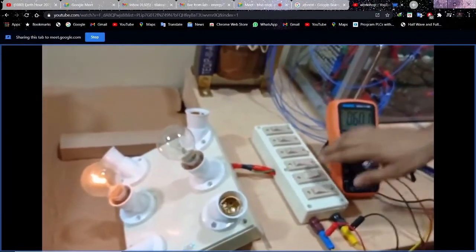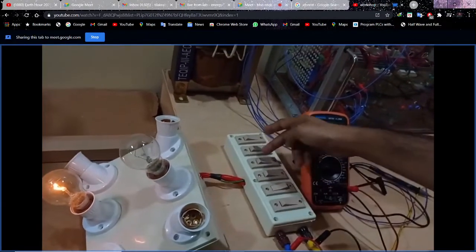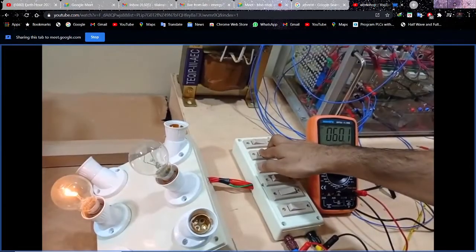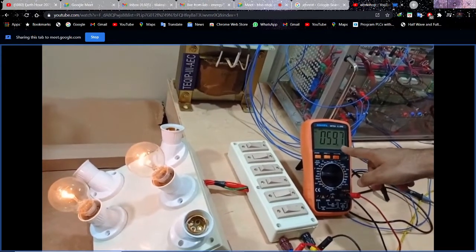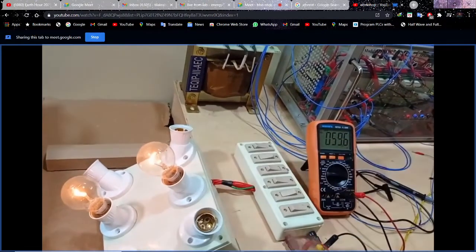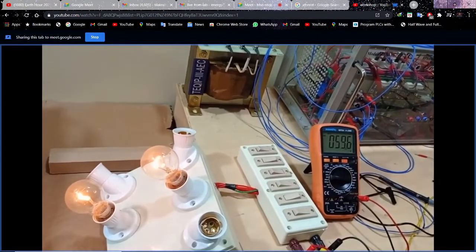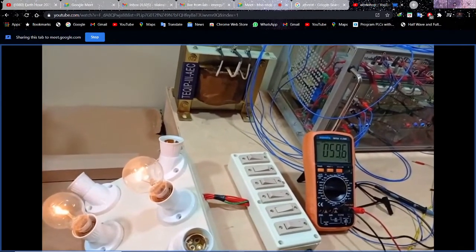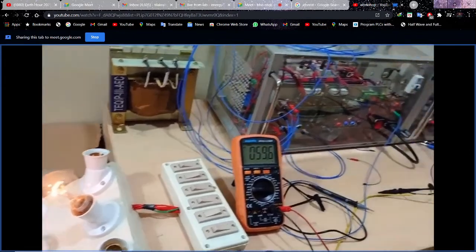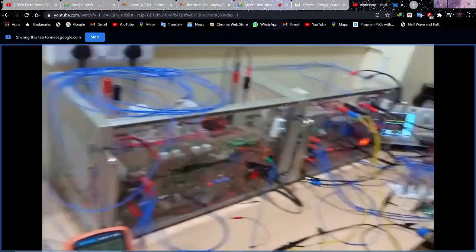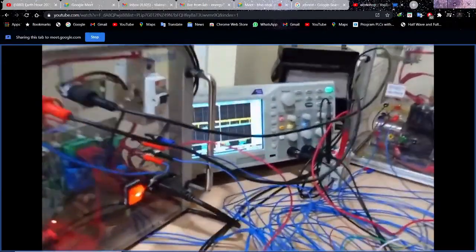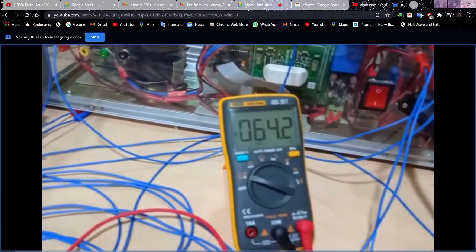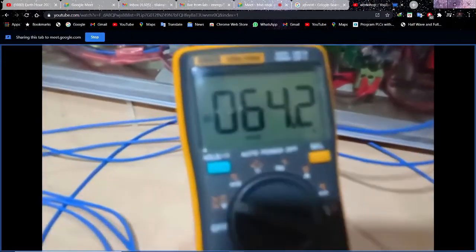So let's see if we add one more lamp. Now the voltage has reduced to 59 volt. So it's obvious. The second lamp is also glowing. So this is how it is working. Output voltage is 64.2.